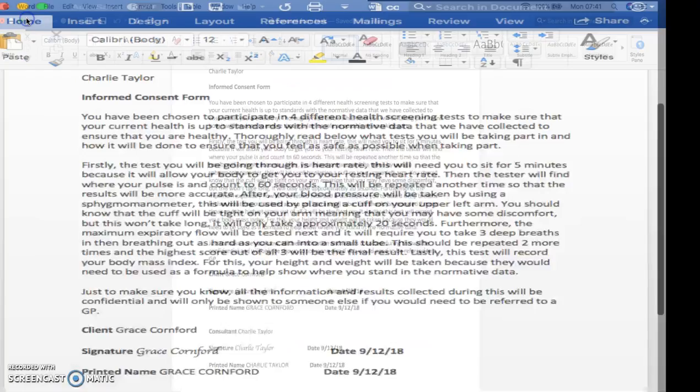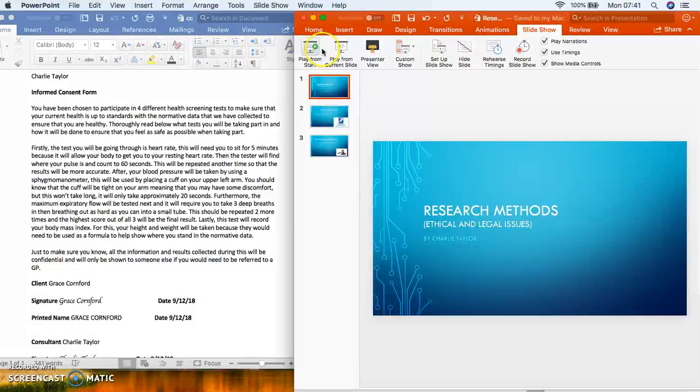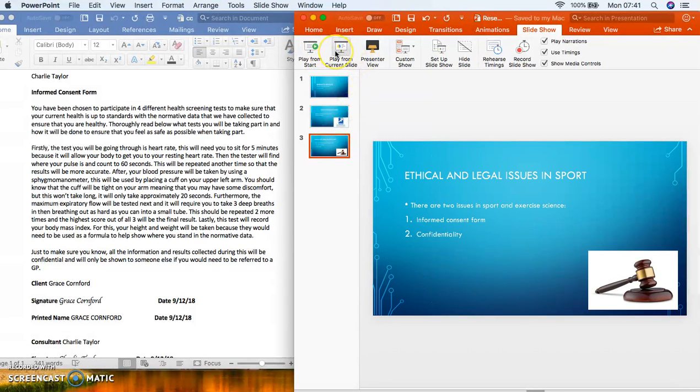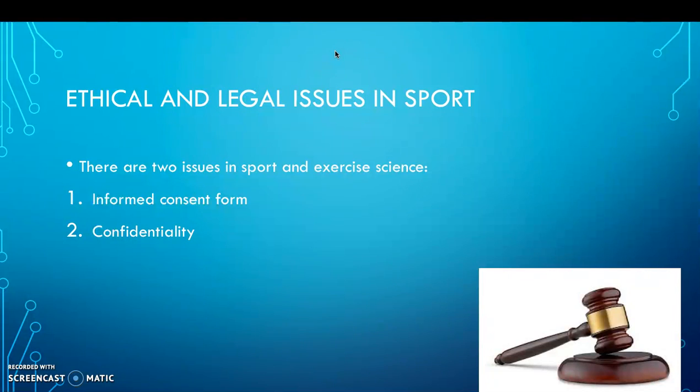The second ethical and legal issue is confidentiality. Confidentiality is there to ensure that only information relevant to the investigation can be given to the public. For instance, names should never be allowed to be released. However, the gender and age of the participant is. This is because gender and age might be a reason for why the result has come out in a certain way.